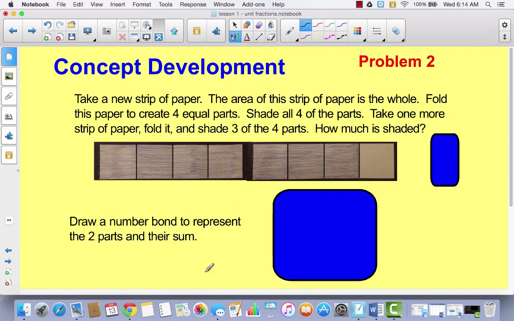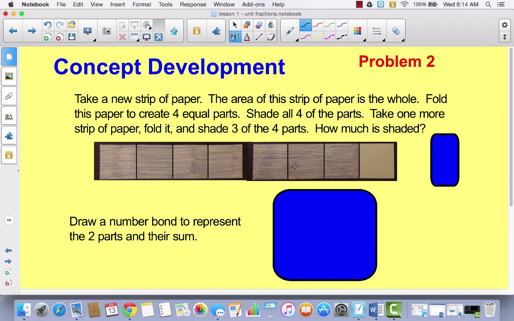Now, we're going to take the other 2 strips of paper that you have left. I want you to take 1 strip of paper and fold it into 4 equal parts. So you're going to fold it in half, and then fold it in half again, so that when you open it, you have 4 equal parts. Really think about it before you fold it. And then I want you to just lightly shade all 4 parts.